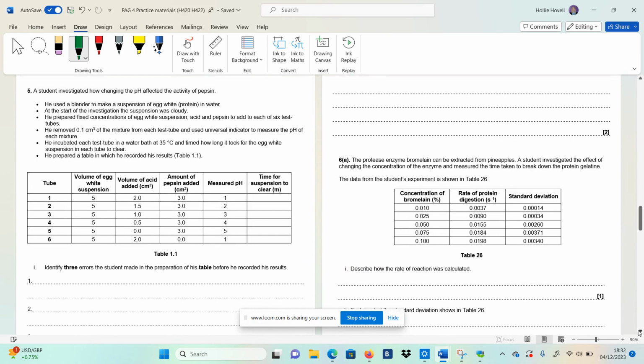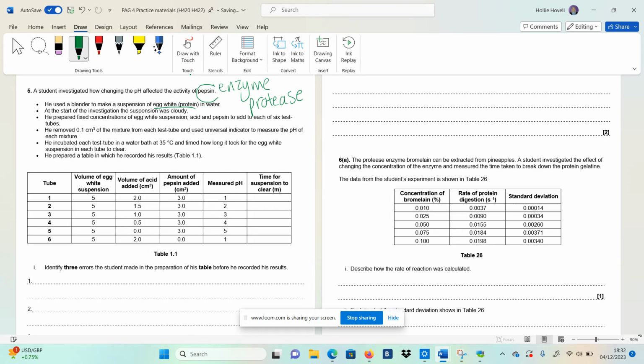Right, question number 5. A student investigated how changing pH affected the activity of pepsin. Pepsin is an enzyme. It's an unusual enzyme because it doesn't end in 'ase', but it is an enzyme, a type of protease, the type of enzyme that digests protein. He used a blender to make a suspension of egg white protein in water. At the start of the investigation, the suspension was cloudy. He prepared fixed concentrations of this egg white suspension, acid, and pepsin in each of the 6 test tubes.